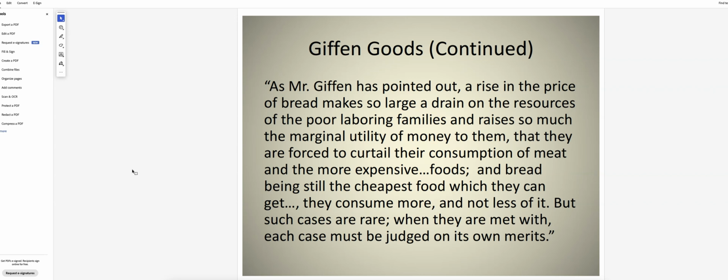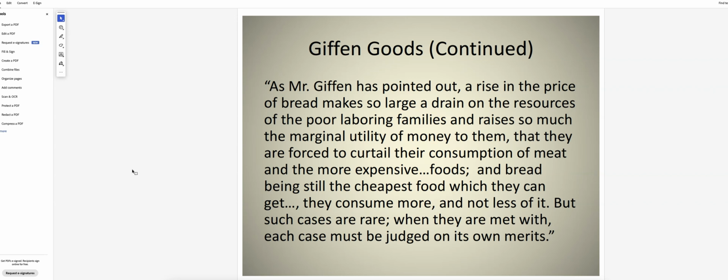Basically, Marshall describes his law of demand, and then he says, this exception is what Giffen pointed out. In essence, the only way to get an upward sloping demand curve is that, in this case, there was a rise in the price of bread that made so large a drain on the resources of the poor laboring families that they were forced to curtail their consumption of meat and more expensive foods, and then they still just bought more bread because it was the cheapest thing that they could still buy.